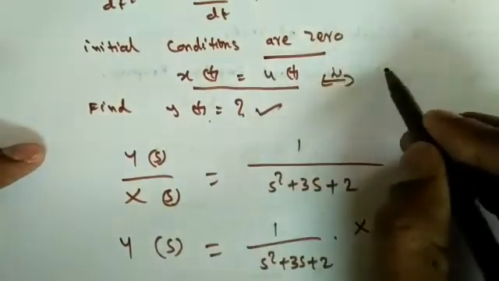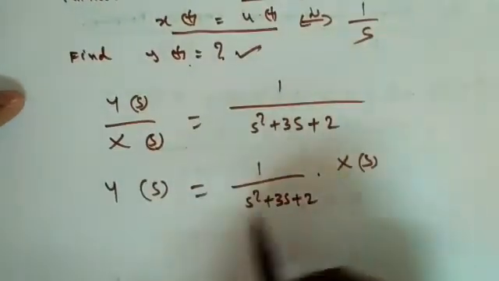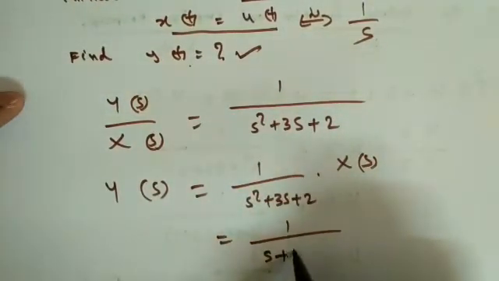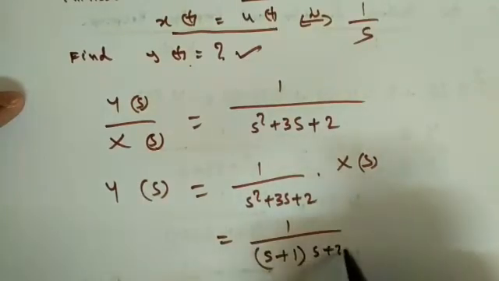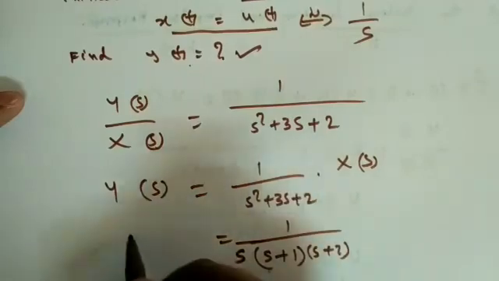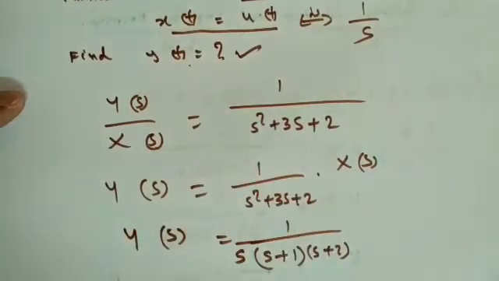Now x of t is given, that is u of t. So what is the Laplace transform? Simply 1 by s. If I take factors for this one, this will become 1 by s plus 1 into s plus 2, into x of s, that is 1 by s. So it will be s into s plus 1 into s plus 2 in the denominator. This is the y of s.